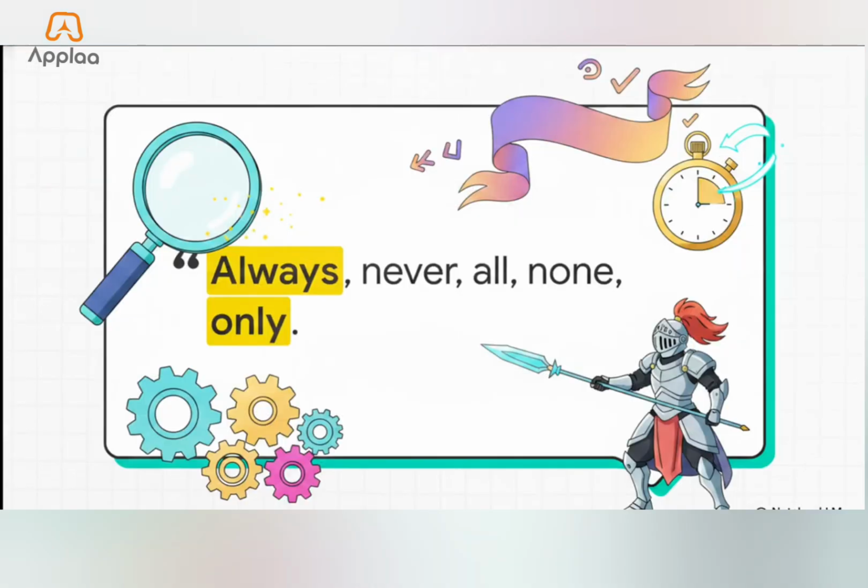You've got to relentlessly hunt for extreme language. Words like always, never, all, none, and only. These are absolute quantifiers. Academic passages almost never make 100% absolute claims. So if the text says a treatment is often successful and the option says it's always successful, that extreme language instantly makes it false. Scanning for these words takes like 2 seconds, but it will save you a massive amount of time.